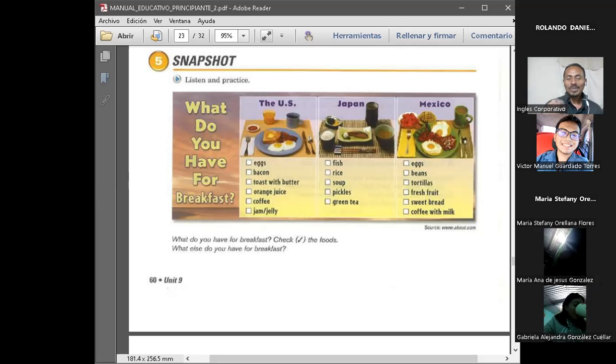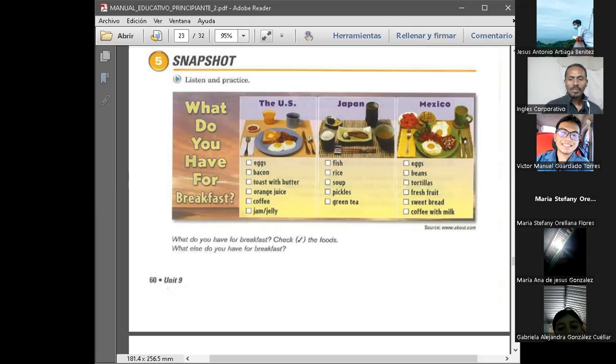Okay, what do you have for breakfast? Gabriela, what do you have for breakfast? For my breakfast, I eat coffee with milk and bread. And cereal. Es que es muy variado.